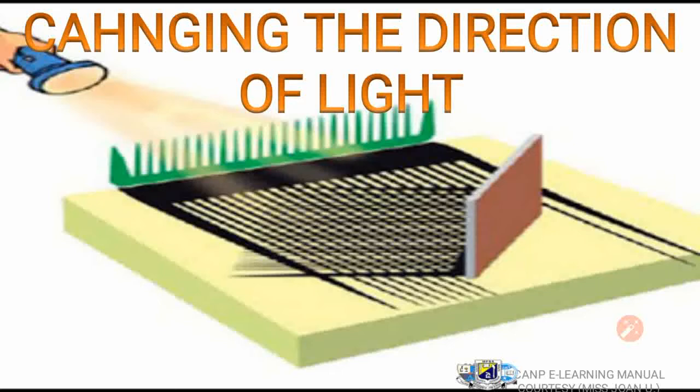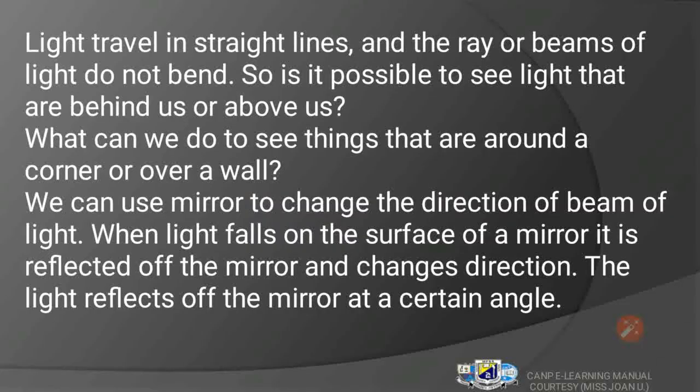Light travels in straight lines, and the ray or beam of light does not bend. A beam of light is a ray of light that is actually traveling. So we discover that we cannot bend it. So how is it possible to see lights that are behind us or above us? What can we do to see things that are around a corner or over a wall? What they're asking is this.